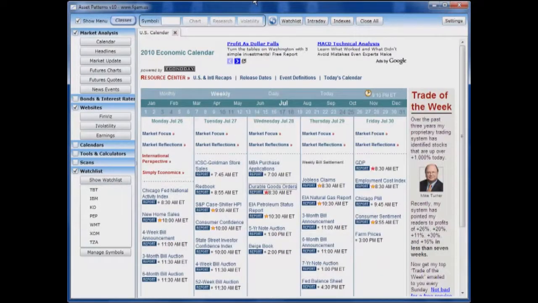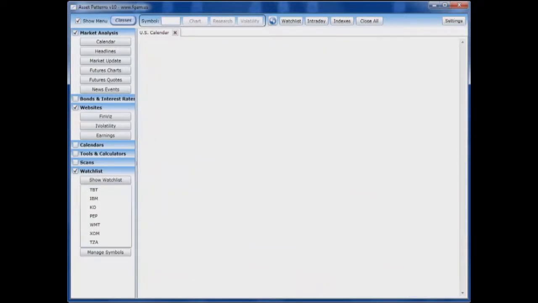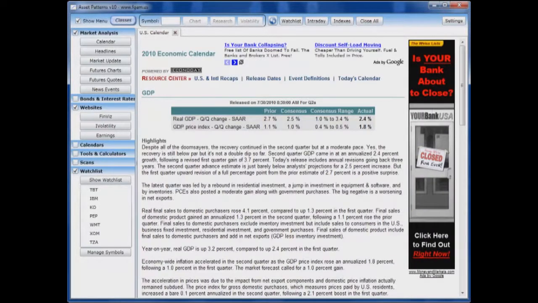We received a GDP report on Friday, also before market open at 8:30 a.m. Eastern. Real GDP numbers quarter over quarter were expected to be within the range of 1.0% to 3.4%. The actual number was 2.4%. And the GDP price index quarter over quarter change was expected to be between 0.4% and 0.5%, and that was well outside the range at 1.8%.